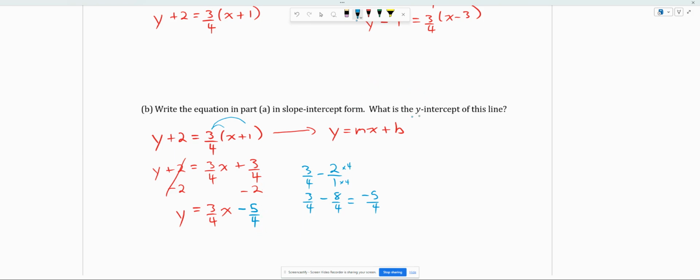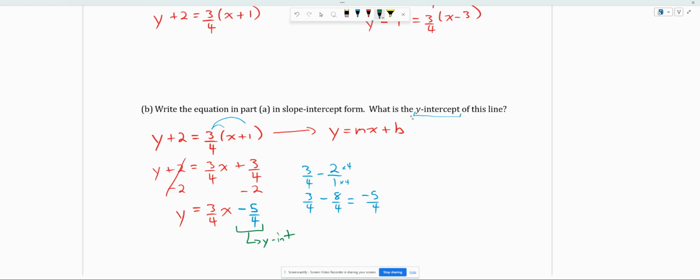Okay, so the question said, what is the y-intercept? Well, that's the b value. So now we're in slope-intercept form. There's my slope, there's my intercept. So here is the y-intercept.